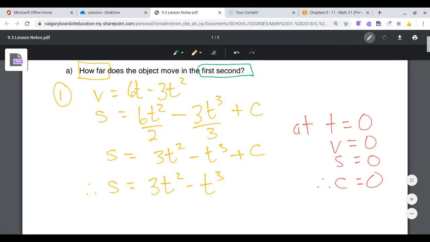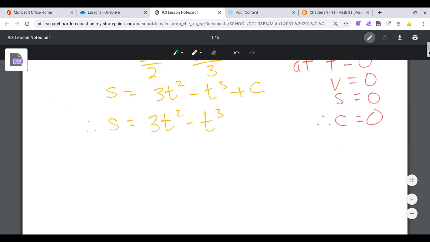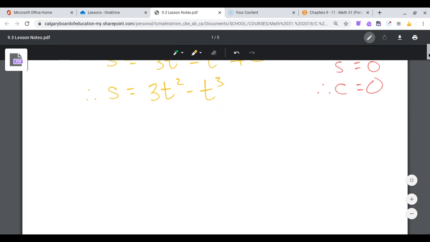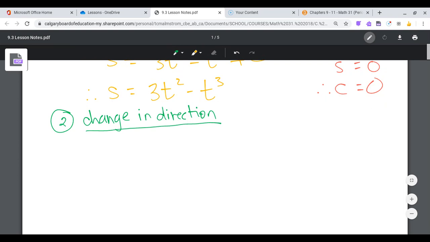All right, so the next thing I actually have to do is check for change in direction. So this goes all the way back to chapter 3, lesson 3.1, 3.2. We need to know if it's still traveling in the same direction. Otherwise, we have to do it in parts to find the total distance it has gone. So the second thing is I'm going to check change in direction. In order to check change in direction, I need to know what is happening at the velocity. When the velocity is equal to 0, that's when the object pauses and changes direction.